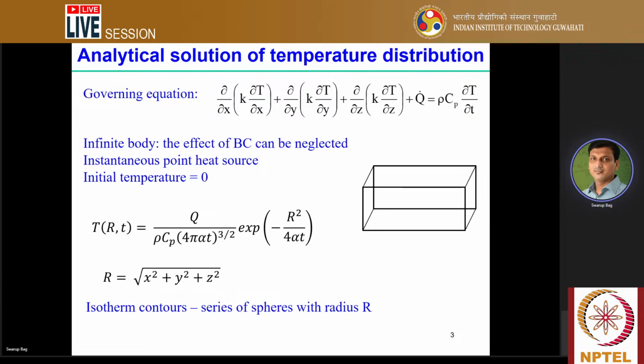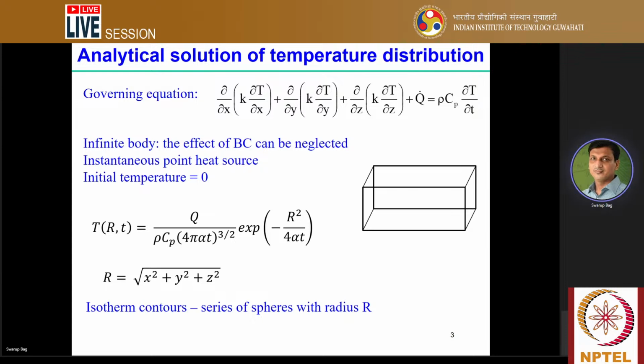This is a standard solution available in any heat transfer book. But with these assumptions, specific to the welding problem, we can get the temperature distribution as a function of space and time. This is the expression. Here you can see that Q represents the total applied power, basically in terms of watts. Rho is the density, Cp is the specific heat of the material, and alpha is the thermal diffusivity, which is equal to K by rho Cp.